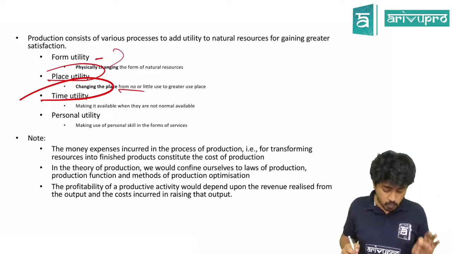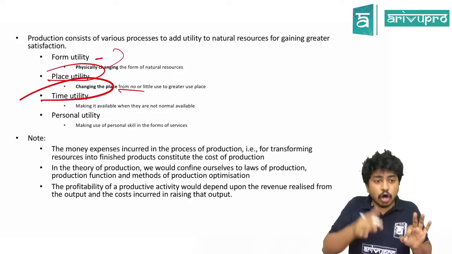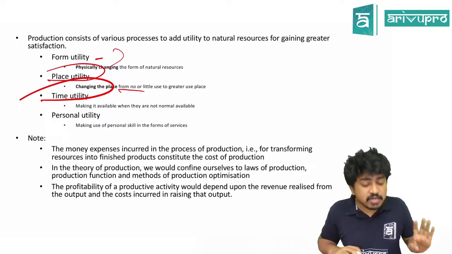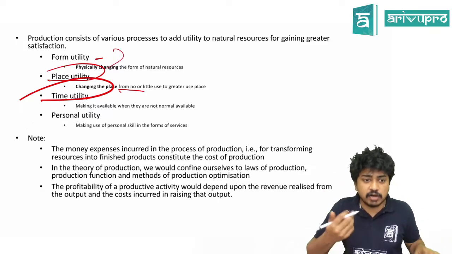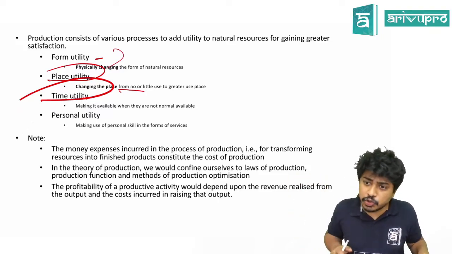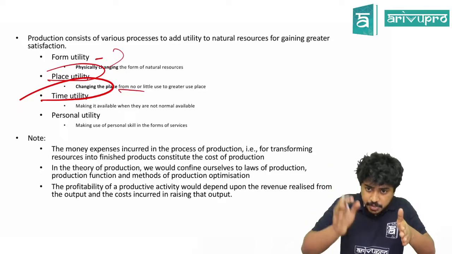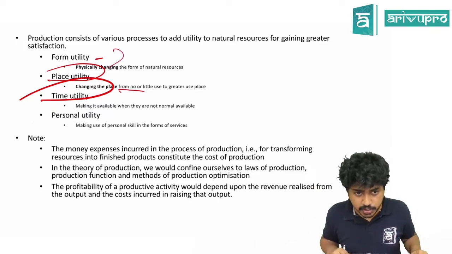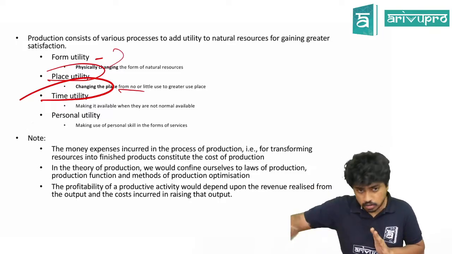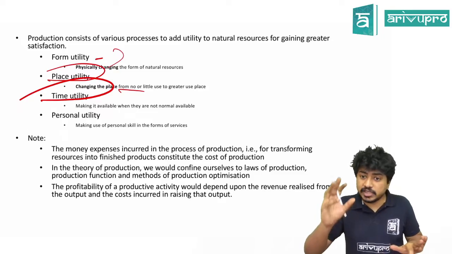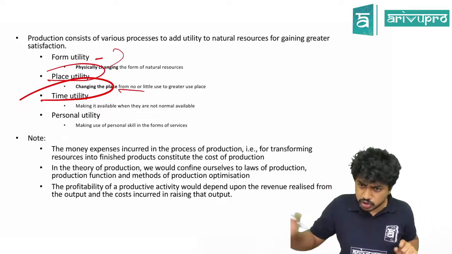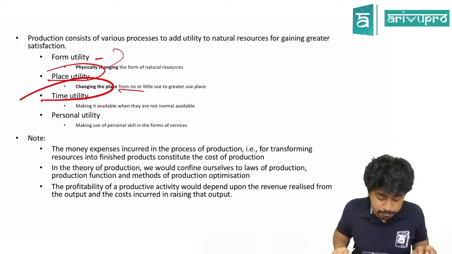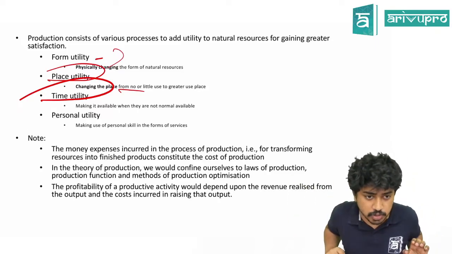Time utility. Making it available when they are not normally available. That is time utility. For example, harvesting. Right? When do you harvest? Throughout the year do you harvest? There is a specific period for sowing and reaping it out, right? Harvesting. But that will be stored for a longer period of time. So, normally at certain times mangoes are not available. But if you go to a shop, he would have stored it and kept it for you. Right? That is time utility. Making it available when it is normally not available.